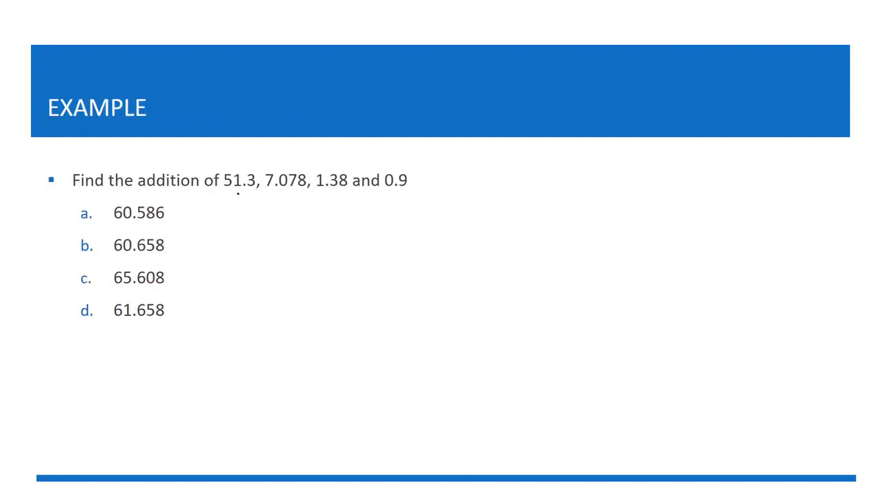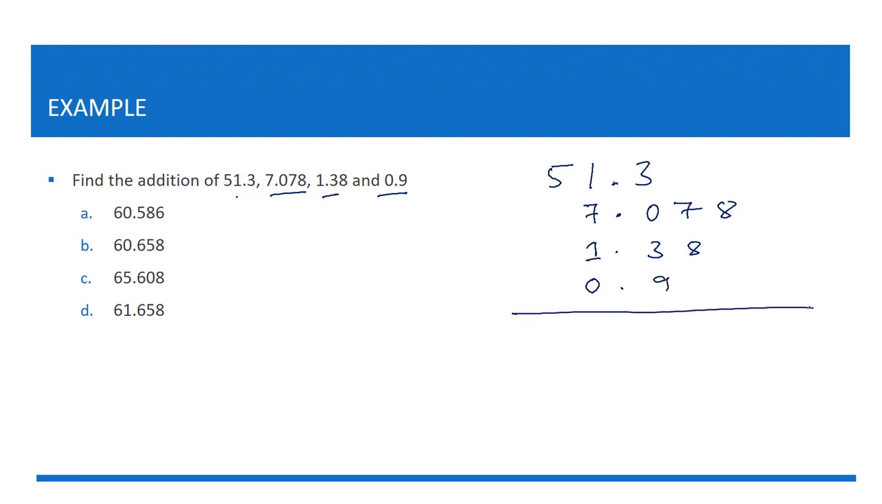We need to add 51.3, 7.078, 1.38 and 0.9. How are you going to write it? Let us write properly. 51.3, right? Then 7.078. See, I will place 7 here, this is the unit place, right? 0.078. Then 1.38. Then 0.9. Now you can add 0 here, which doesn't have any value, 0 here, 0 0. Now add it.